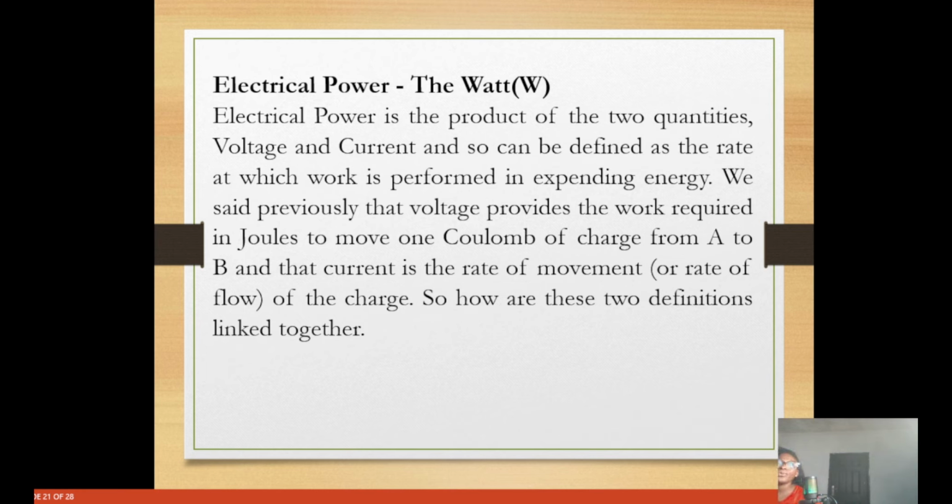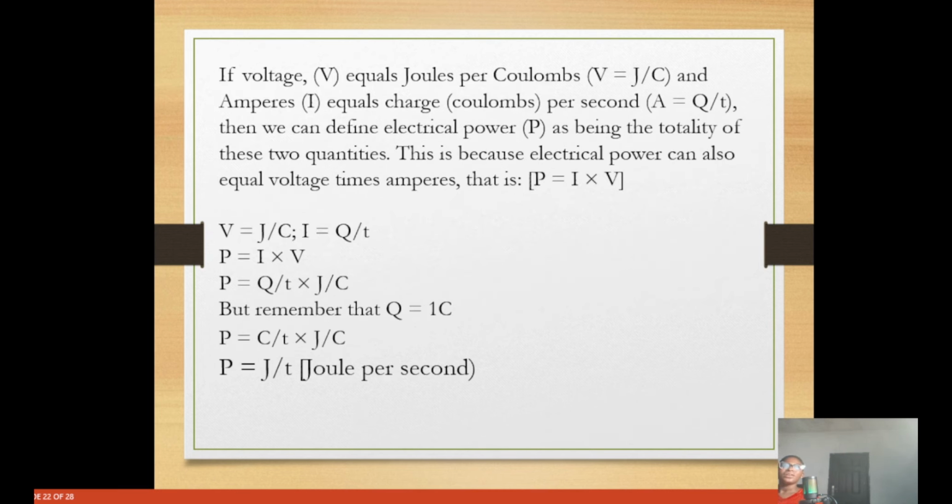So electrical power is the product of two quantities, the voltage and current, and can be defined as the rate at which work is performed in expending energy. We said previously that voltage provides the work required in joules to move one coulomb of charge from A to B, and our current is the rate of movement. So how are these two definitions linked together? If V is equal to J, we already said that power is current times V. That's what we are trying to say, that power is I times V. And you know we have our V, we have our Q. So let's go and try to get it on the board.